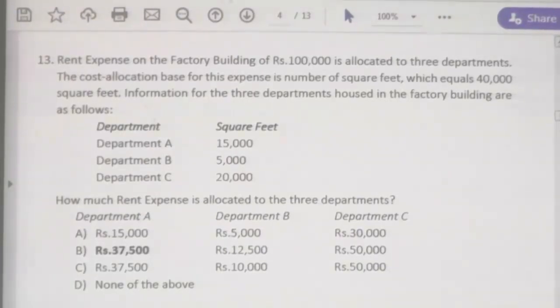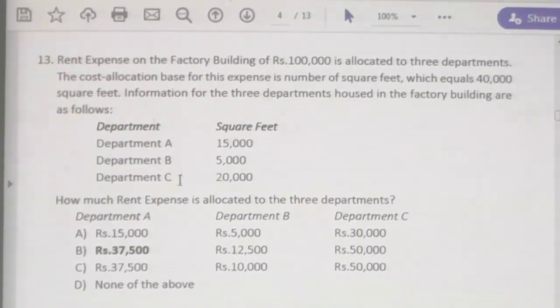Now, this factory has 3 departments. The cost allocation is based on the square feet, which equal 40,000 square feet for the building, right? Therefore, 100,000 rental is applicable for 40,000 square feet. Therefore, per square feet you pay 2.5, that is 2 dollars and 50 cents. 100,000 rental paid for 40,000 square feet. Therefore, cost per square feet is 2.5.